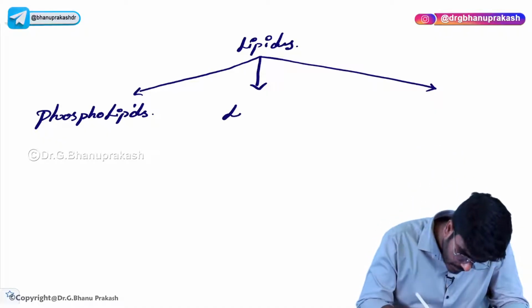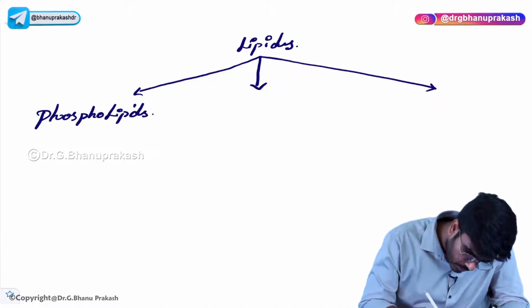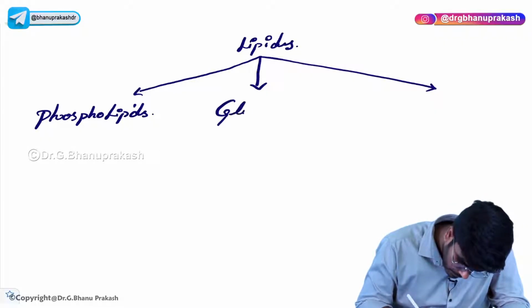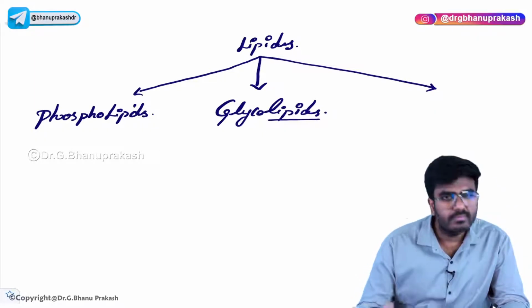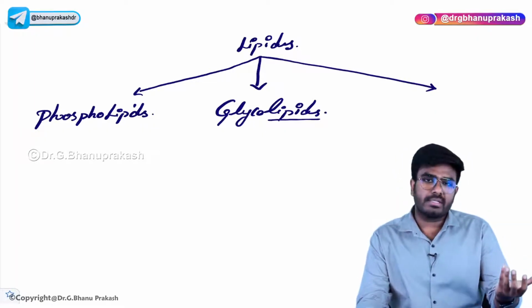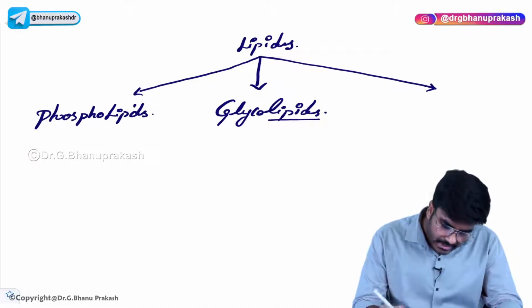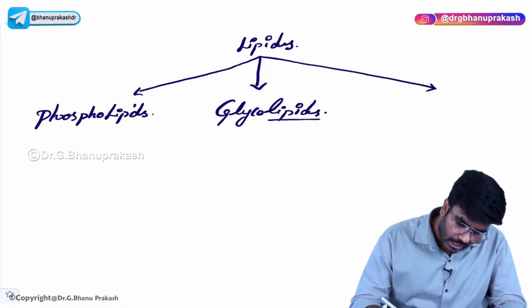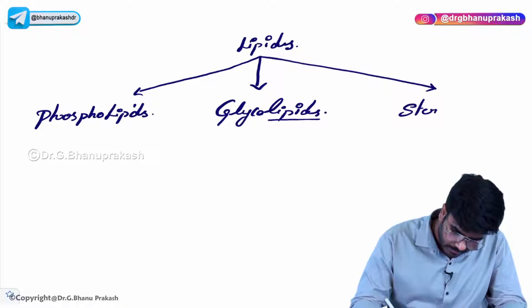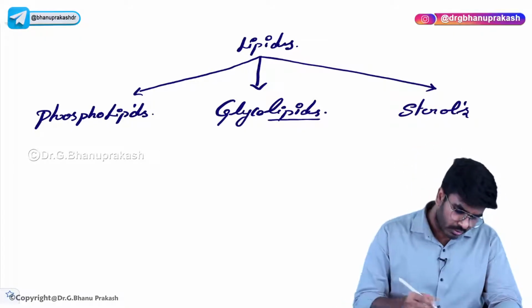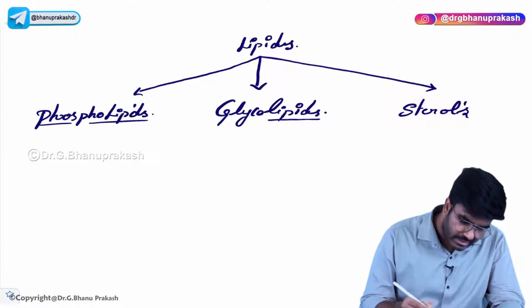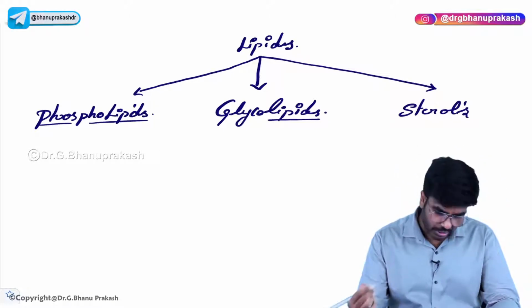And second type are glycolipids. Here very simple, lipids means fats and glyco means the carbohydrates. So lipids are associated with some carbohydrates, and the third type of lipids are sterols. Lipids with the sterol rings. So three types of lipids are phospholipids, glycolipids as well as sterols.